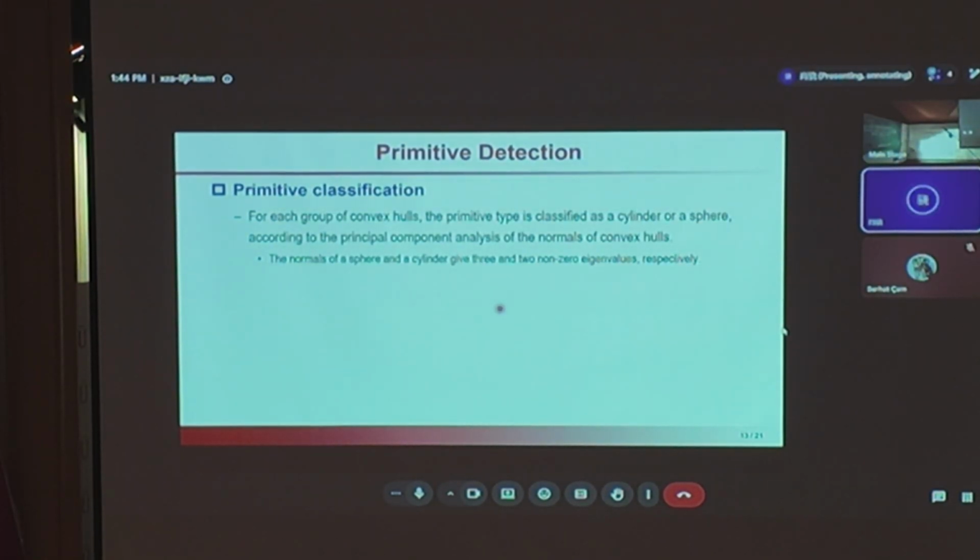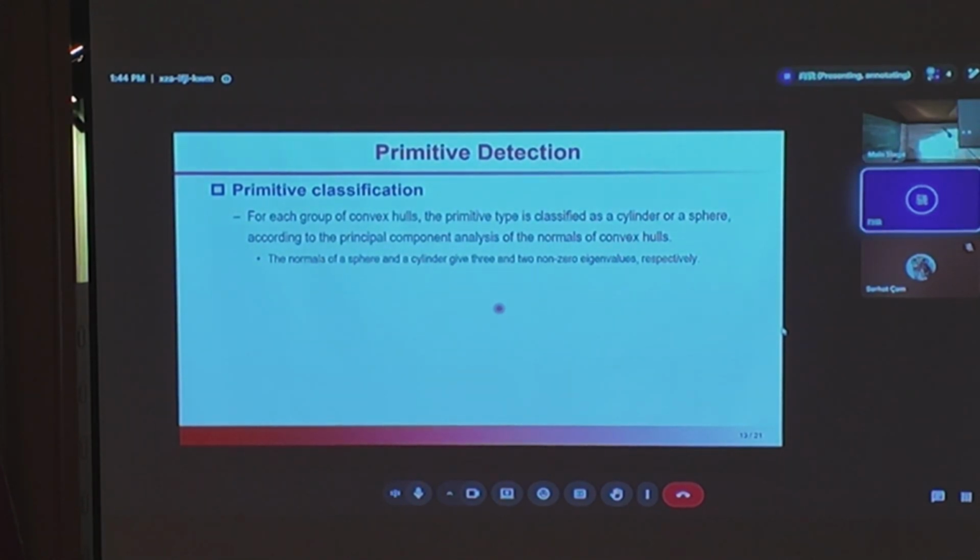For each group of convex hulls, we need to identify whether it represents a cylinder or a sphere. This actually becomes quite an easy problem. We can use principal component analysis of the normals of the convex hulls. For a sphere, the principal component analysis would give three significant non-zero eigenvalues. For a cylinder, it would be two eigenvalues. This helps us distinguish whether a group of convex hulls represents a sphere or a cylinder.